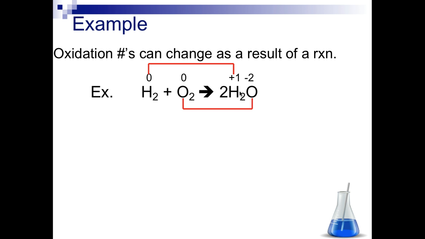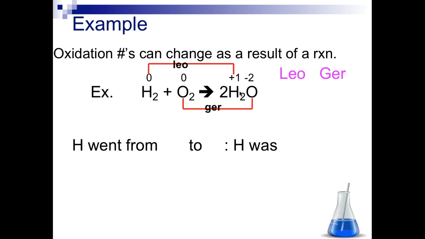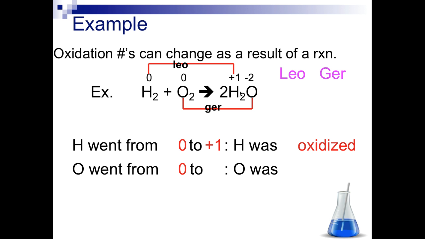So again, we need to think. We have H going from 0 to +1, O going from 0 to -2. So think, LEO says GER. Who's being oxidized? Who's being reduced? Loss of electrons is oxidation. So H went from 0 to +1, so it lost an electron, so it's being oxidized. And then oxygen went from 0 to -2, so it gained 2 electrons, so it's being reduced. So that's the GER part. So H again went from 0 charge to +1, so it's oxidized. O went from 0 to -2, so it was reduced.